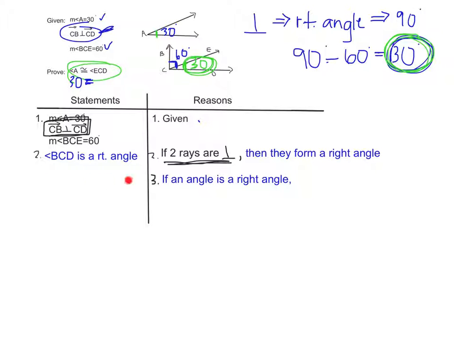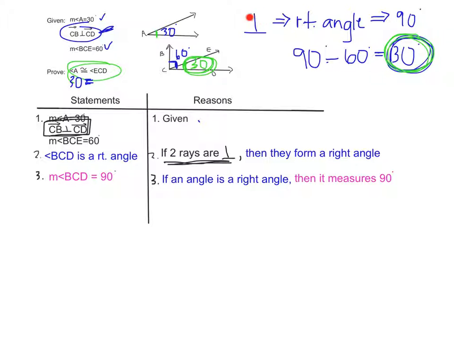So what am I going to say here in step 3? Well, if an angle is a right angle, and I already established previously that it is, then it measures 90 degrees. So again, look at what we've done. We said because in step 2 we knew it was a right angle, this led me in step 3 to say, well, now the angle measures 90 degrees.